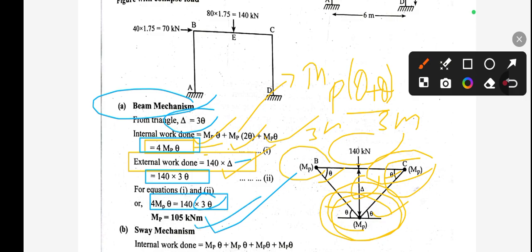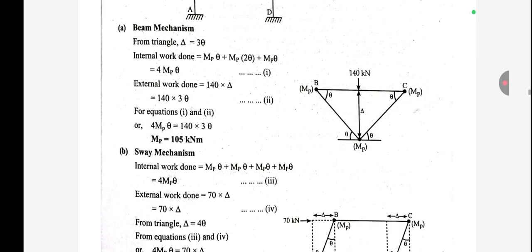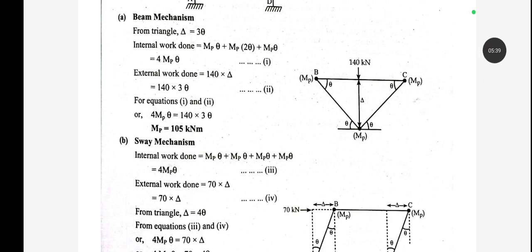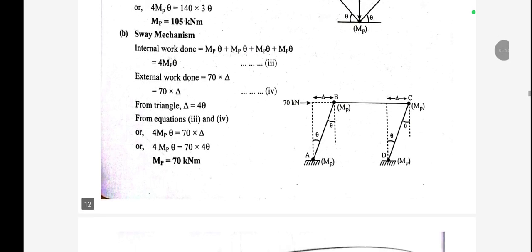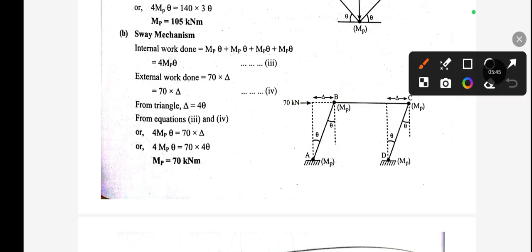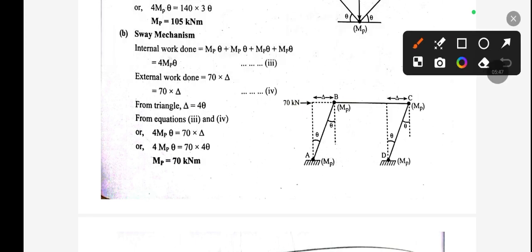Now let's move to the second step, that is the sway mechanism. We will solve this problem in three different mechanisms. We have done the first, now the sway mechanism. As I already said, due to this horizontal 60 kN load, this beam will deflect, sway like this. From here you can see the external work done. There will be no change in the external work done.